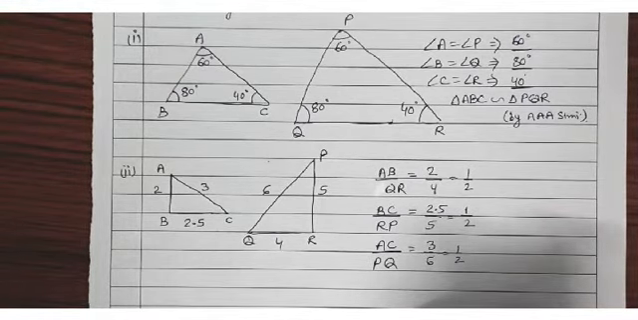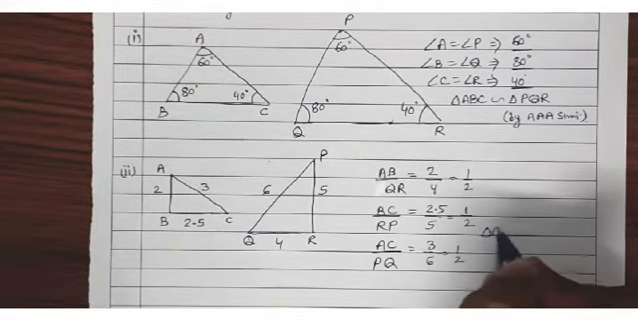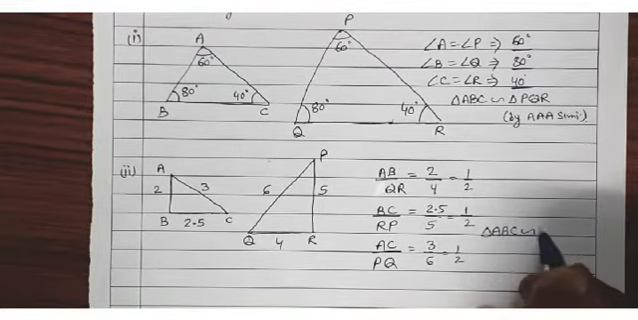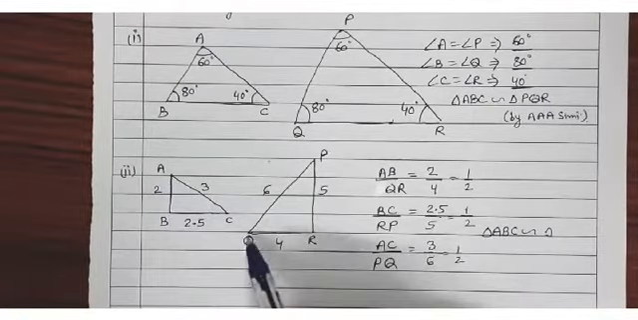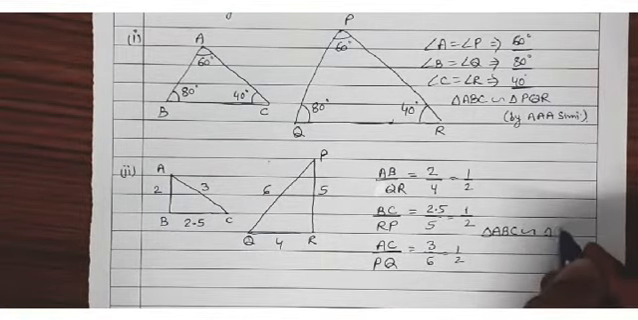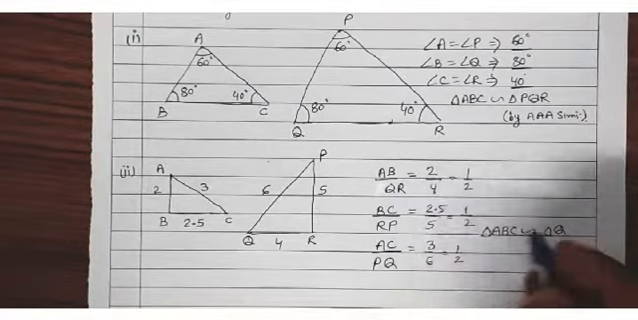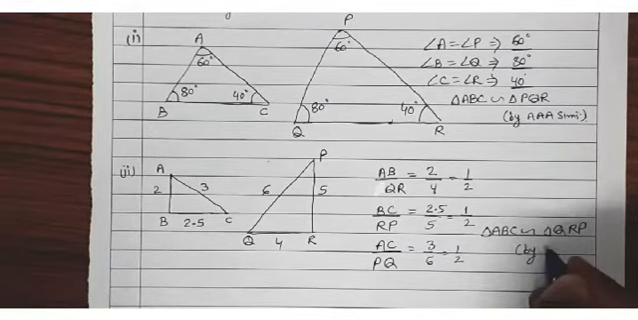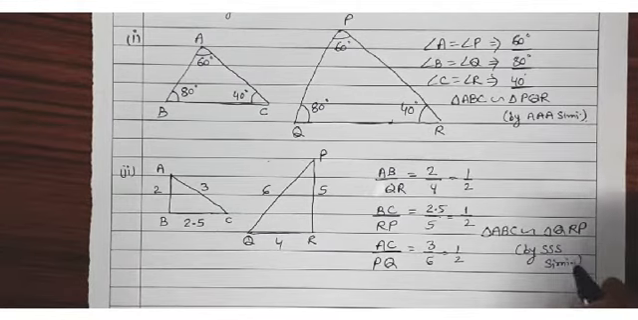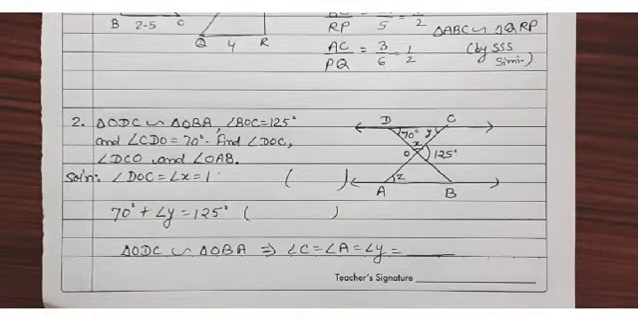Then what can we say? Both triangles are similar. ABC is similar to which triangle? What is corresponding to A? A corresponds to Q. What is corresponding to B? B corresponds to R. So triangle ABC is similar to triangle QRP by SSS similarity.